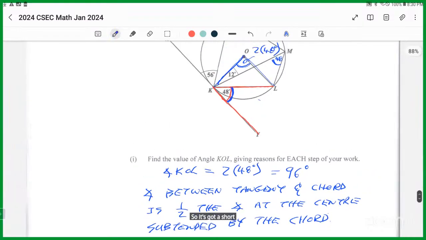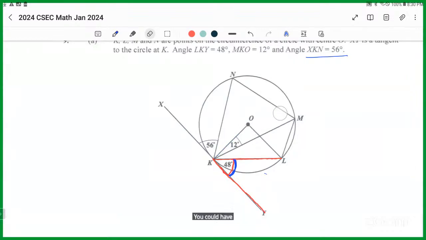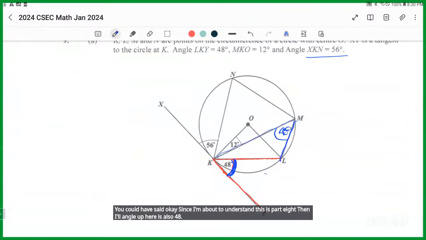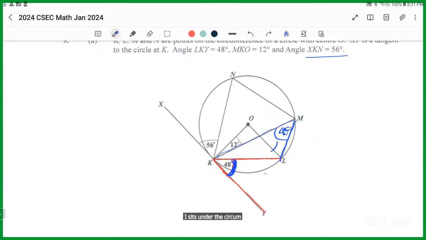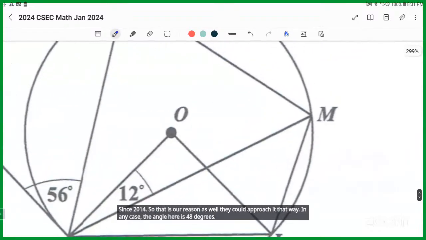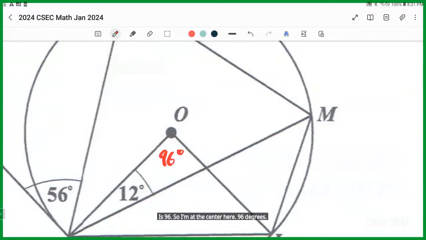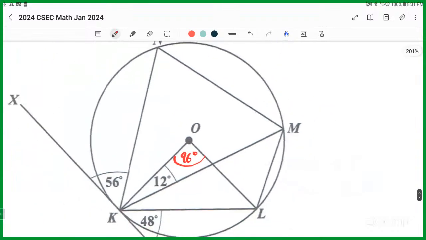So as I said, what you could do is go step by step and do a 2-step process. You could have said, okay, since the angle between this and this is 48, then the angle up here is also 48. And since the angle at the circumference is 48, the angle at the center is twice that. So it's 2 times 48. That is a reason as well, you could approach it that way. In any case, it's 96, sorry. The angle at the center here is 96 degrees. That's the first angle, 96 degrees.